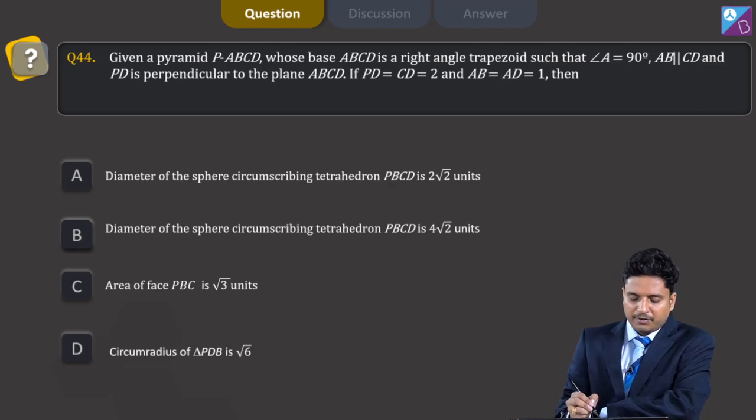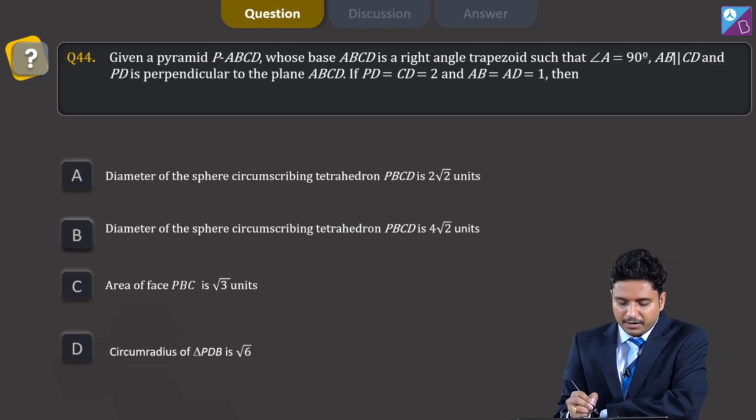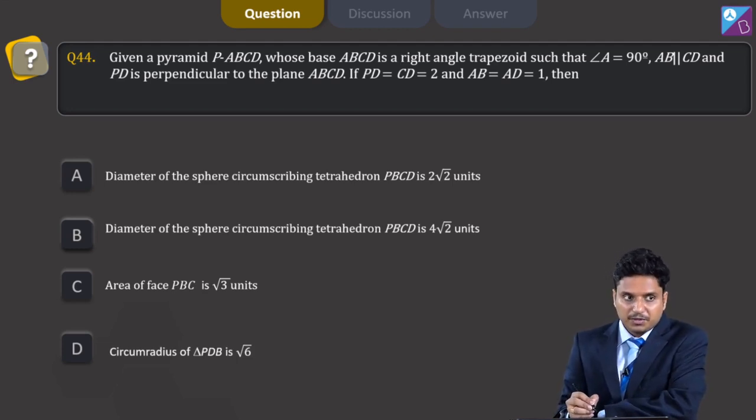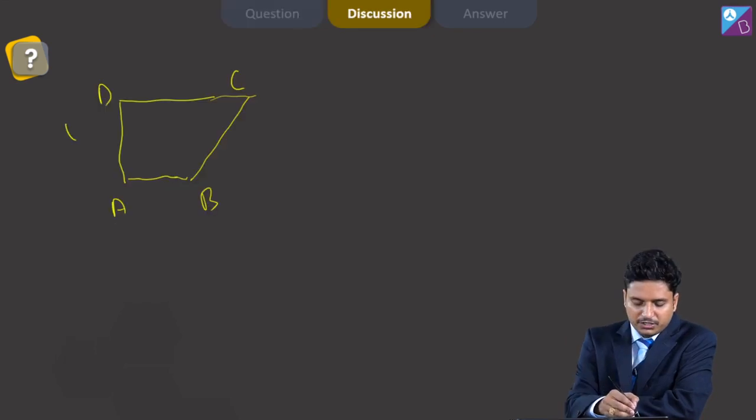Now question number 14, which is again a given pyramid PABCD whose base ABCD is a right angle trapezoid such that angle A is 90 degrees and AB is parallel to CD. PD is perpendicular to the plane ABCD. Now the lengths are given and you have to try and find out the diameter of the sphere circumscribing this tetrahedron PBCD.